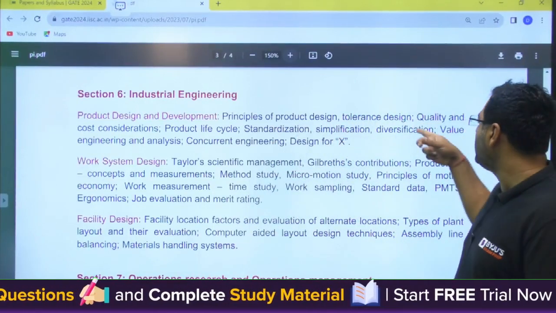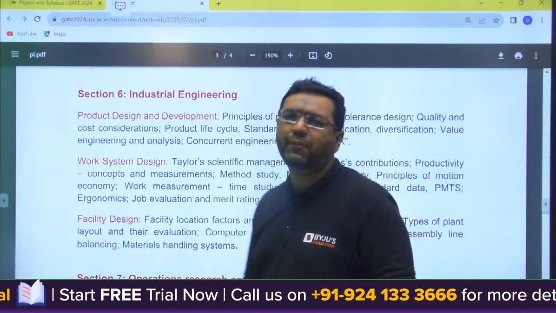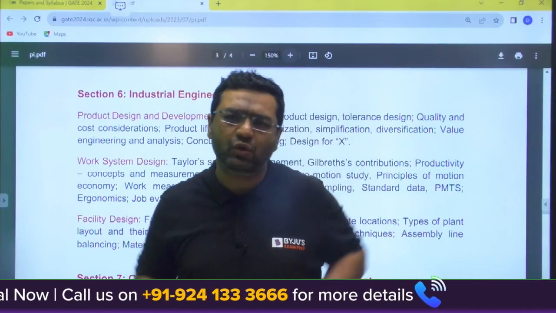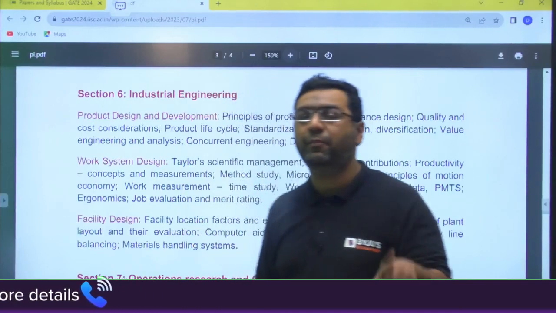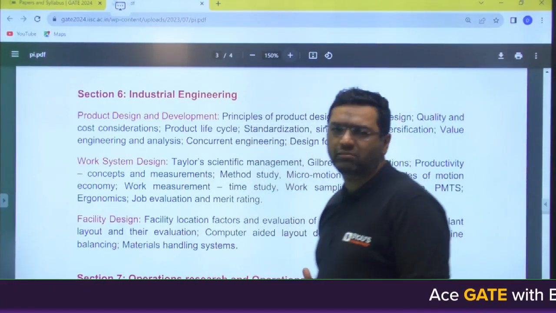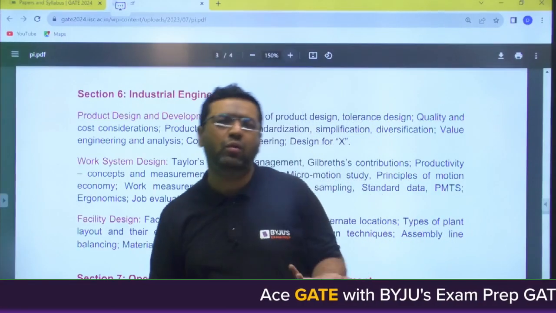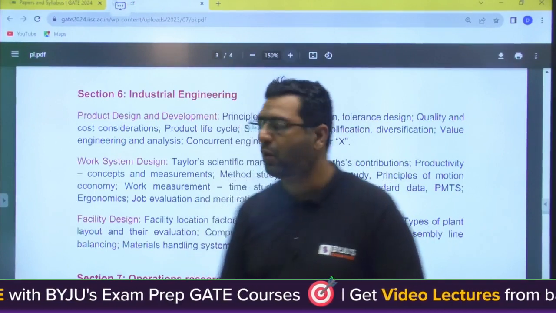Standardization, simplification, diversification, value engineering and analysis. This is also the part of industrial engineering, but right now it is not the part of your syllabus. But we study this also in the project management part of ESC paper 1. Concurrent engineering is a new term which we generally don't go into in detail in project management. So these are the things you need to take care of on your own.